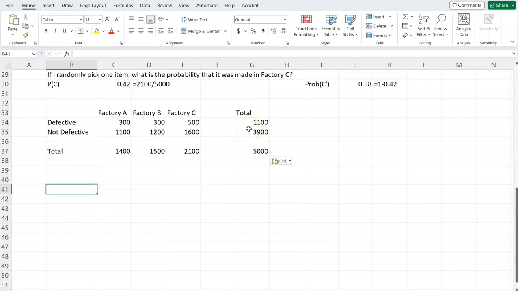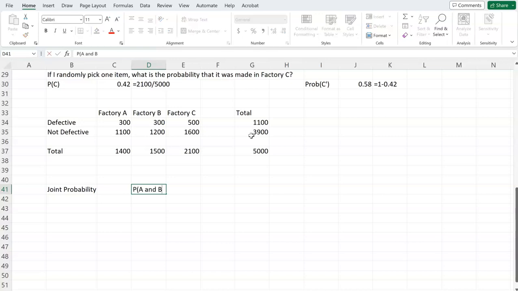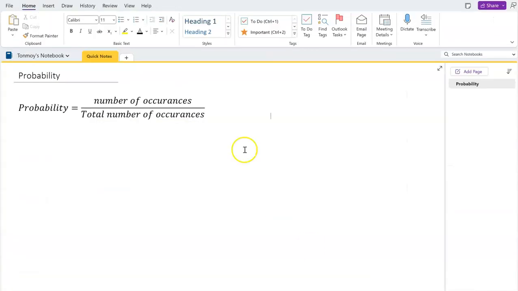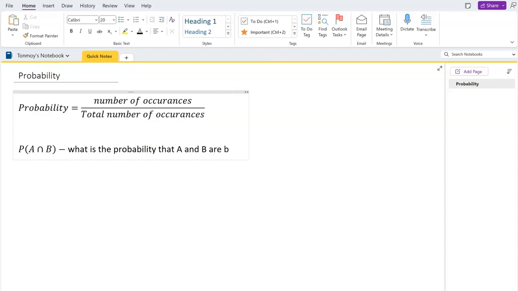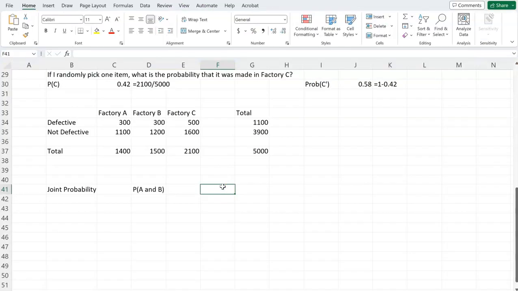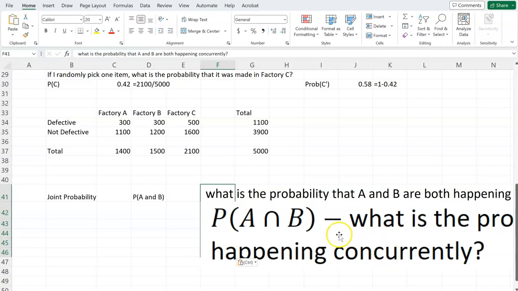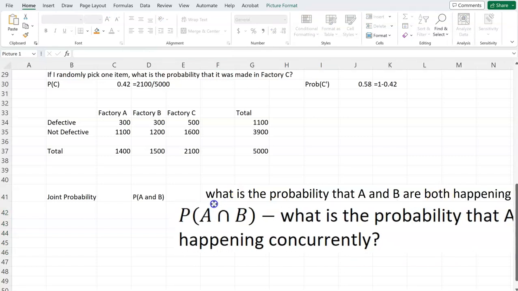From here, we can now move to another type of probability, which we call joint probability. Joint probability is when two or more events happen concurrently. So it would be the probability of A and B happening together. Another way of writing it, in a more mathematical form, is this. This is a joint probability, and it is telling us the probability that A and B are both happening concurrently. So in our case here, we can also write this as A and B like that, or A∩B if you want to write it.